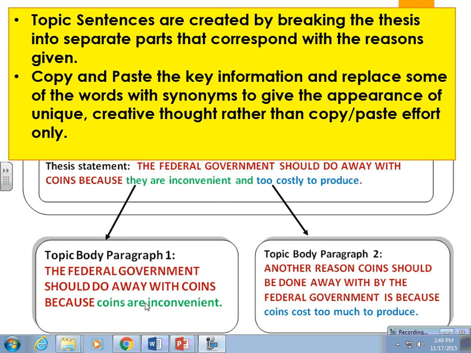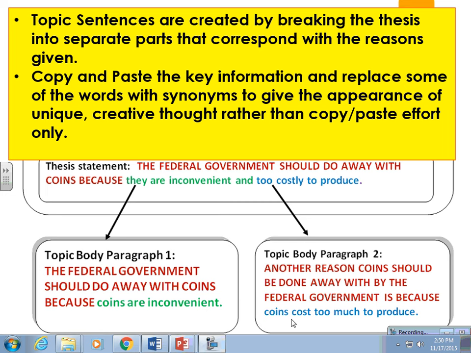Now if I were going to move on to create my second body paragraph, I would go back to my thesis statement. I could copy and paste it in there, but this time I need to get rid of that green information because that's reason 1. I'm on body paragraph 2, so I need to focus on reason 2. So notice how I kept the original thought was they're too costly to produce. I changed it around just a little bit and I put coins cost too much to produce, saying the same thing, only a little bit differently.